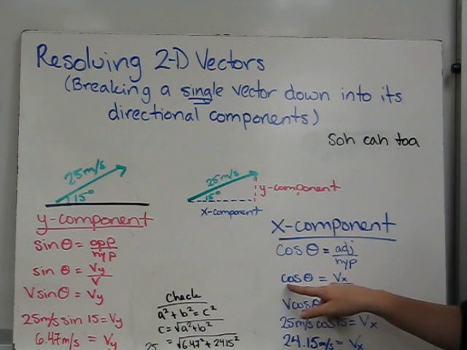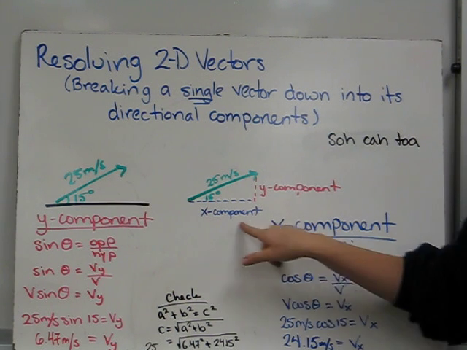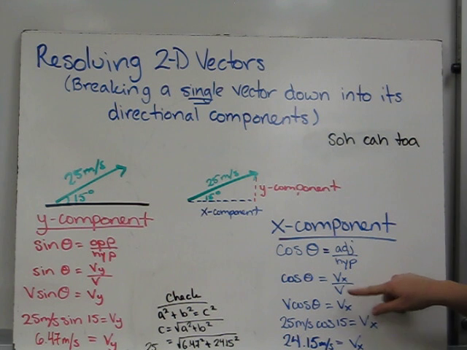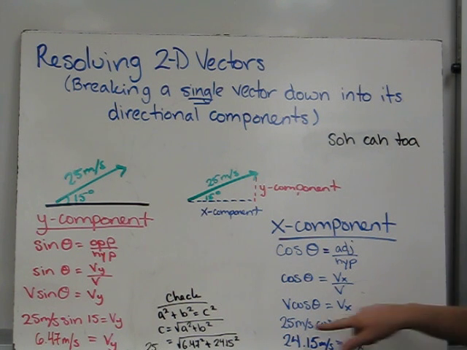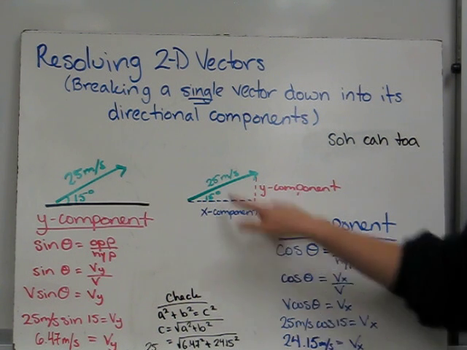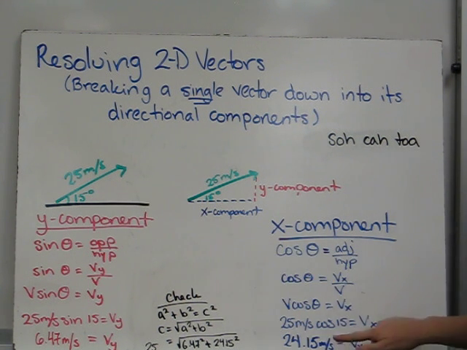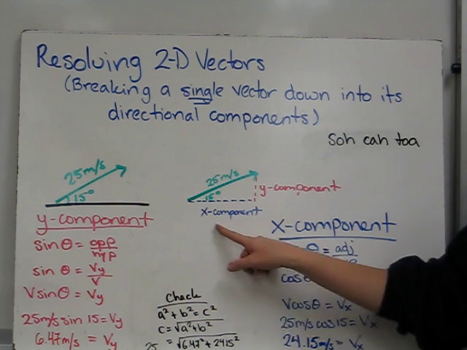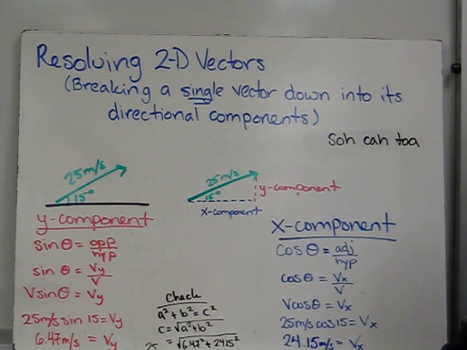Okay, our cosine of theta in this particular one is the x component of the velocity over the total velocity. So I move that total velocity over, and I get Vx equals V times the cosine of theta, and I plug that in with 25 as our total velocity times the cosine of theta, and I get 24.15 meters per second. So now I know that my components here are 24.15, and my component here is 6.4.